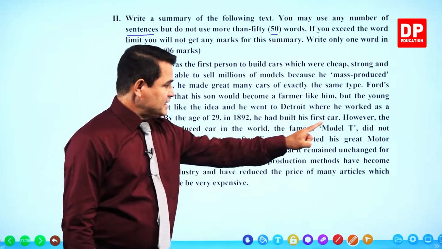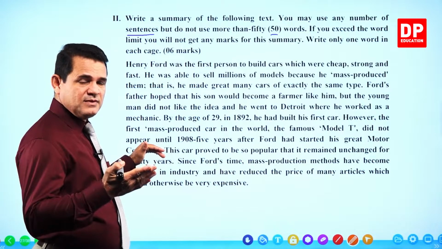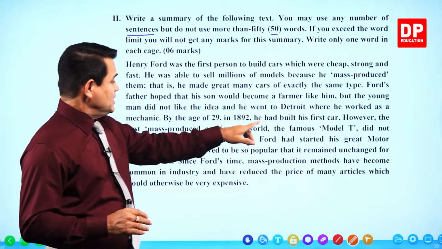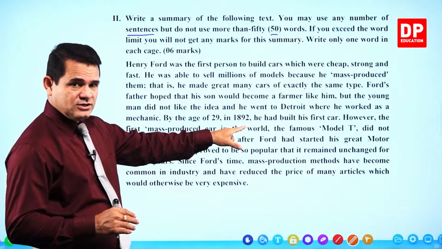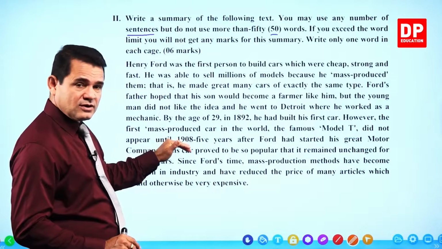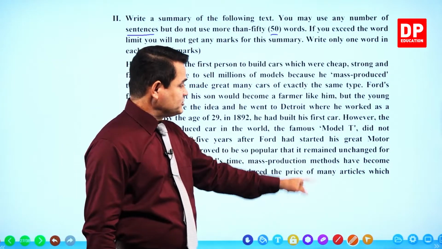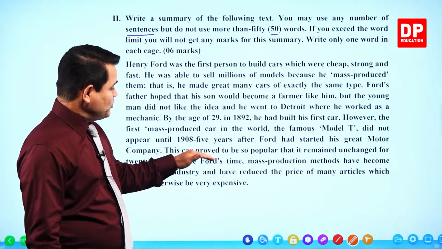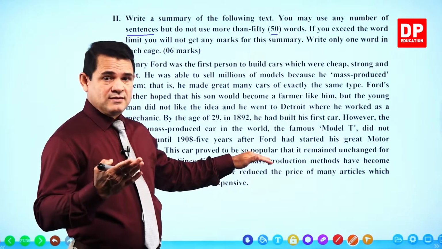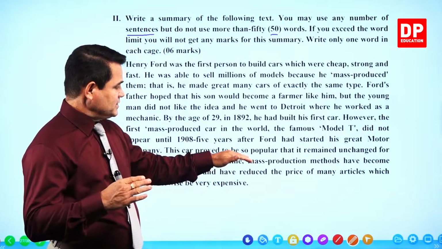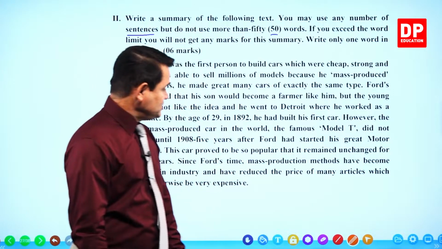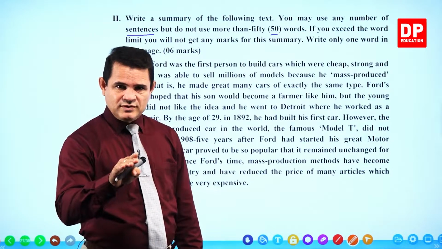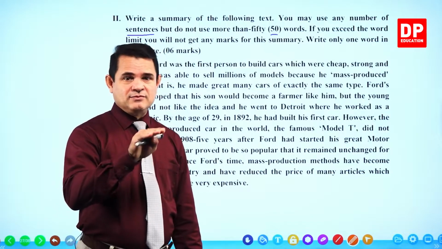Now you see, Model T කියන එක did not appear. Did not appear means did not come out. පිනී සිටියේ නෑ, එළියට දැම්මේ නෑ. Until 1908, 1892 වලදී first car එක හැදුවට 1908 වෙනකන් 5 years after Ford had started his great motor company. You see, this car proved to be so popular, famous. මේ කාර් එක proved to be so popular, ගොඩාක් famous වුණාලු මේක, that it remained unchanged for 20 years. වසර 20ක් වෙනස් නොවි ඒ ප්‍රසිද්ධිය ඒ කාර් එකේ මොඩල් එක තිබුණා.